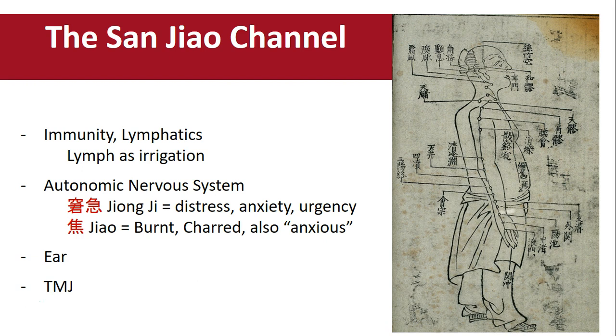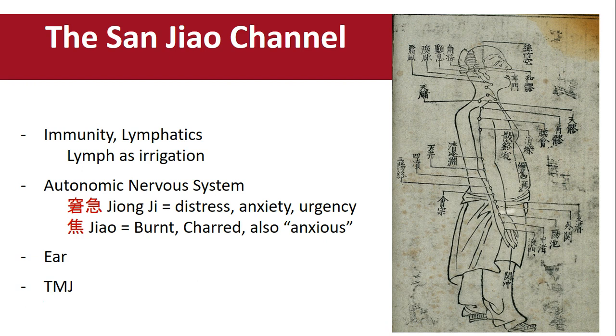At the throat, we have the vagus nerve. At the diaphragm, we have the phrenic nerve. So these two regulate our breathing and nervous system, and the lifting of the perineal floor activates the sacral parasympathetic ganglia and allows for tension and anxiety in the chest to be released. So the San Jiao has a very strong connection to the nervous system, to tendencies towards burning or anxiety.